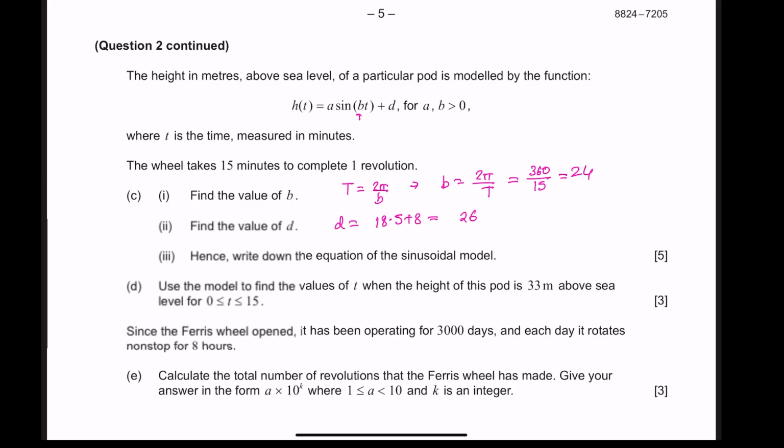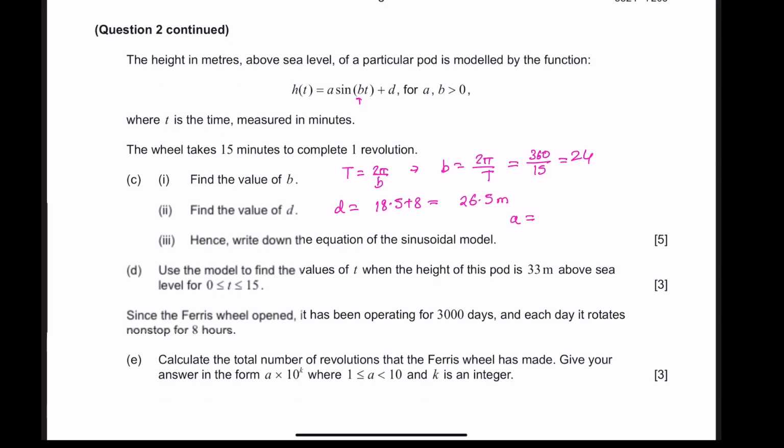Should give us 26.5 meters. Now, what is the amplitude? For the sinusoidal model, amplitude would be equal to the radius, right, which is 18.5. The equation becomes h(t) equals 18.5 sine of (b is 24)t plus 26.5 meters. This is the equation of the sinusoidal model.